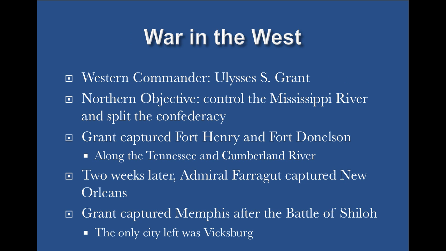Okay, we're going to turn our attention now to the war in the West. Like I told you, the Western commander for the Union Army was Ulysses S. Grant. The Northern objective was to control the Mississippi River and to split the Confederacy into two. The importance of controlling the Mississippi River was to control supply lines. If they could control the Mississippi, then they could cut supplies off to the Southern armies.